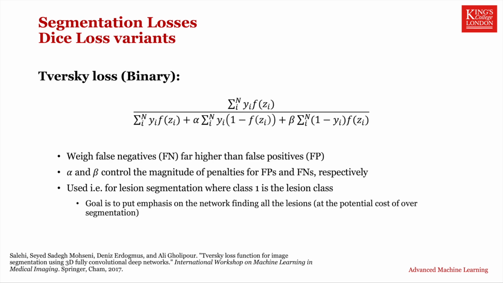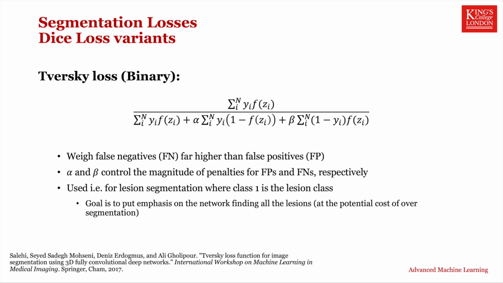Other examples include the Tversky loss for binary segmentation problems. This weights false negatives far higher than false positives. In other words, for lesion segmentation, where it's more important not to miss any lesions than it is to over-segment a bit, it will consider it much worse if you label any lesion location as background than if you label some background as lesion. The parameter alpha here tunes the weighting towards false positives, and the parameter beta tunes the weighting towards false negatives.